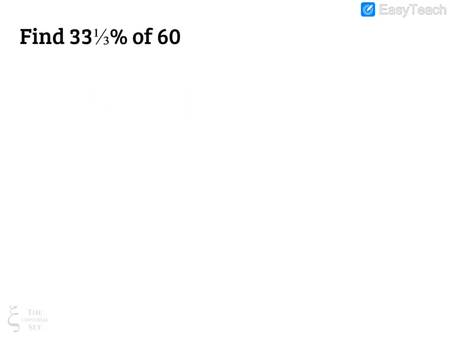This one is asking me to find 33 1/3% of 60. So we said to find 33 1/3%, we divide by 3. I'm going to take that 60, divide it by 3, and the answer I get is 20. So 33 1/3% of 60 is 20. Let's do another. How about 33 1/3% of 24? Well, 24 divided by 3 is 8. So 33 1/3% of 24, the answer is 8.